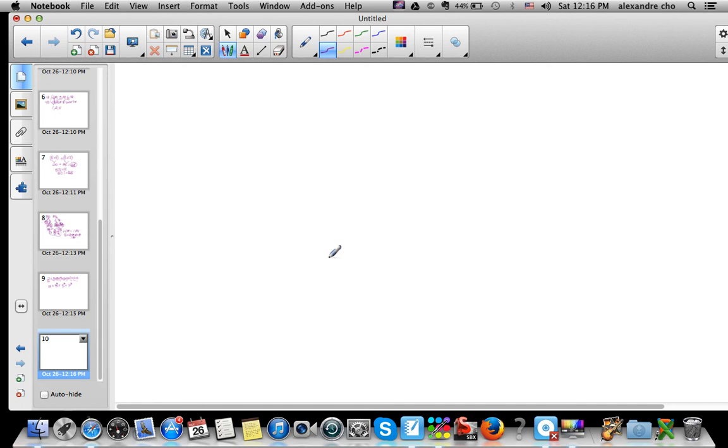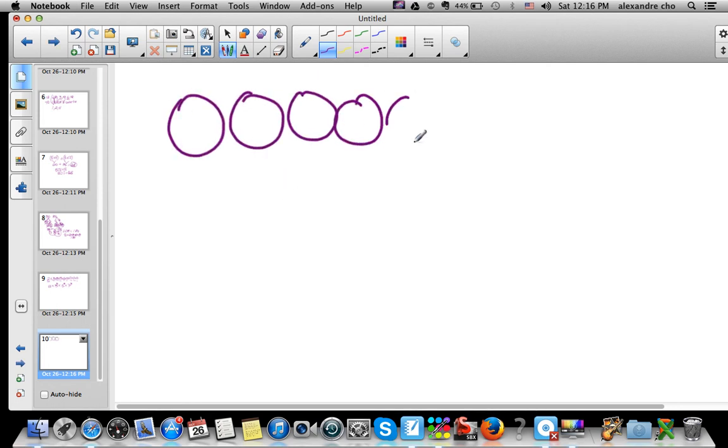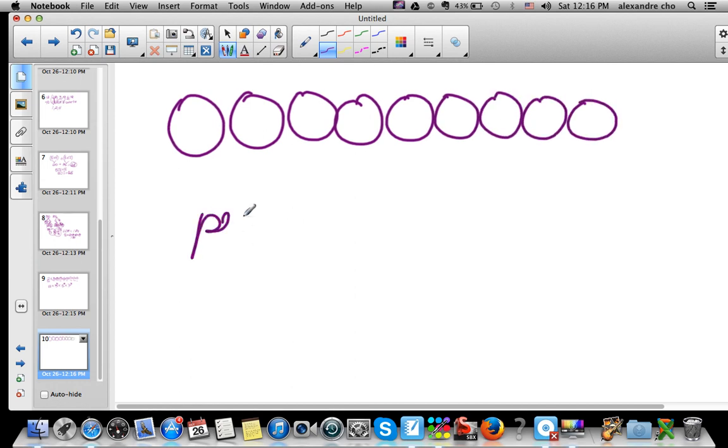Okay. What do we have next? Okay, equal bags. So there are 9 bags, goodie bags. 1, 2, 3, 4, 5, 6, 7, 8, 9. And we have, again, pens, pencils, erasers.